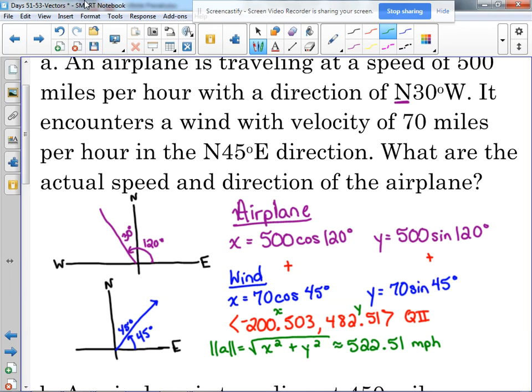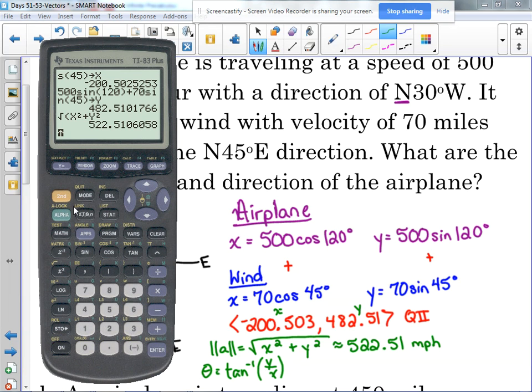Let's find our angle. Okay, our angle is equal to the inverse tangent of our y over our x. So again, let the calculator do the work. Inverse tangent, y over x. Now, negative 67 degrees is not in quadrant number 2. It is not in quadrant number 2. We need to use 67 degrees as a reference angle.